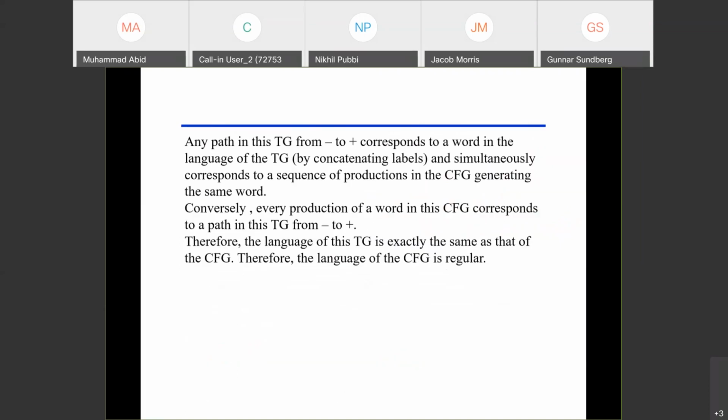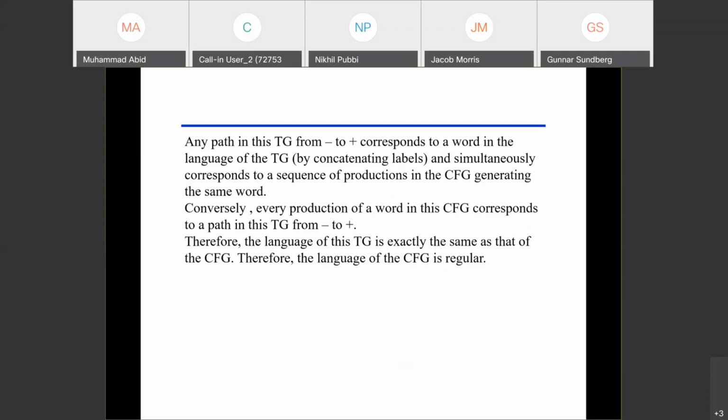So now let's see here. Any path in this TG. So now you can also convert a TG into a grammar. A path from the start state to the final states corresponds to a word in the language of the TG by concatenating labels, and simultaneously corresponds to a sequence of productions in the context-free grammar generating the same word. So every production of a word in this CFG corresponds to a path in this TG from start to plus. Therefore, the language of this TG is exactly the same.